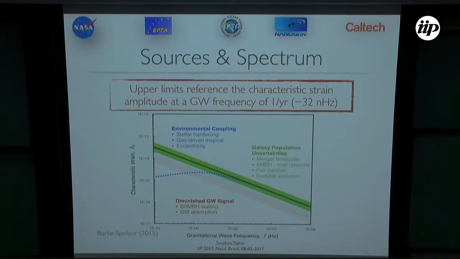Things which might cause a diminished gravitational wave signal and affect the overall level might be stalling. If the binaries get stuck at, say, a parsec separation, that means the number of binaries that are emitting gravitational waves in our sensitivity band is going to be smaller. Gravitational wave absorption, I'm not sure it's actually a problem, but some theoretical studies have shown that gravitational waves might be absorbed at cosmological scales. Again, I don't know much about that, and I'm not sure how credible it is.